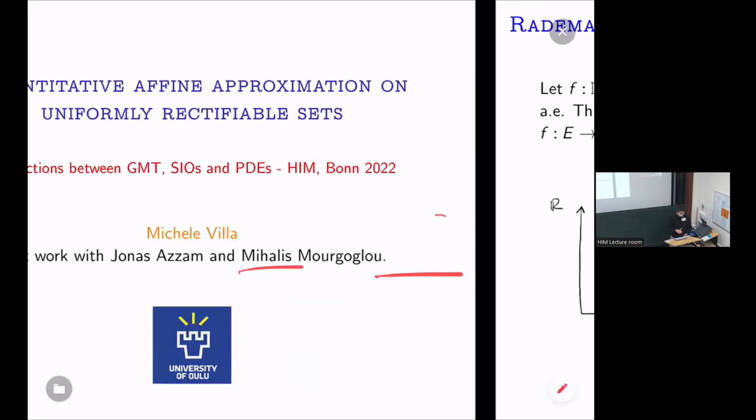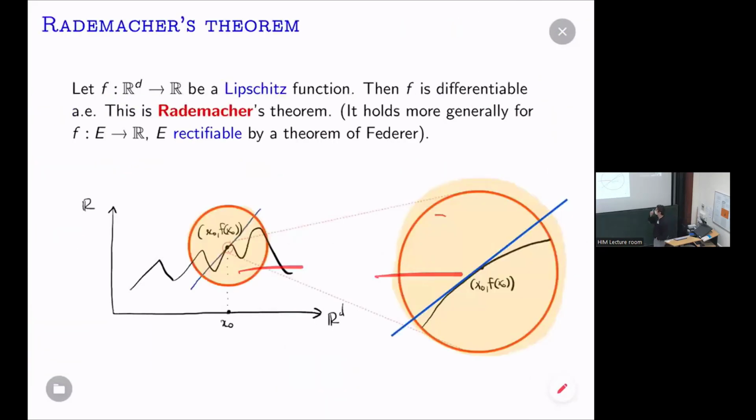Okay, so I'll start very basic with the Rademacher theorem. We take f to be a Lipschitz function, then f is differentiable almost everywhere. This is Rademacher theorem. And let me mention in passing, something that will become relevant later, that Rademacher theorem still holds when f is defined on a rectifiable set E.